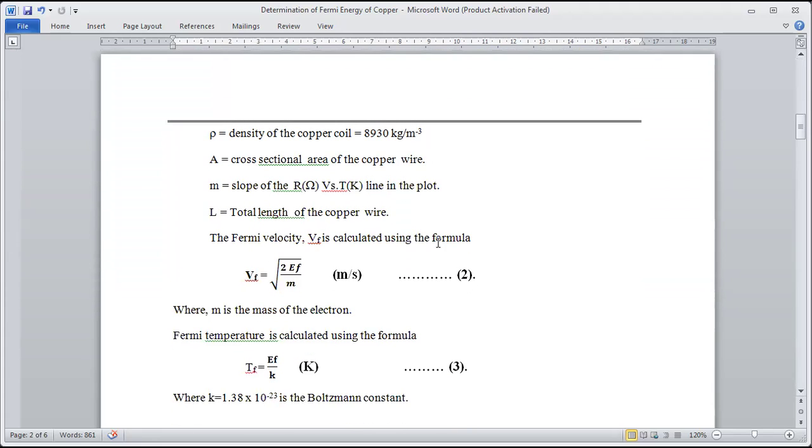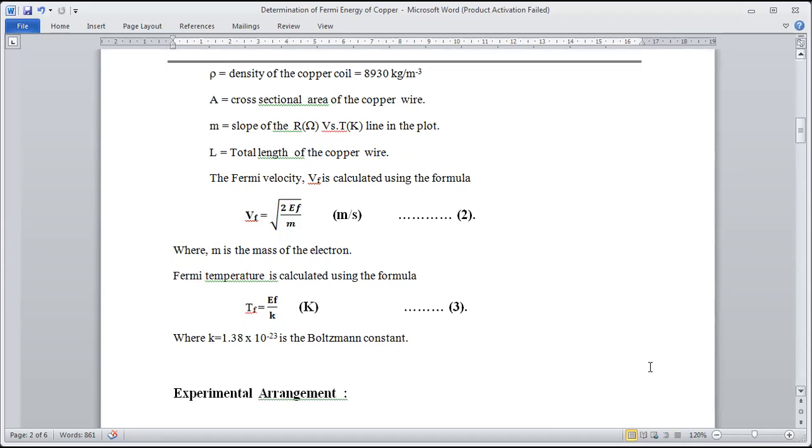And to calculate the Fermi velocity, we have to take Ef not in terms of electron volt, but in terms of joule. So divide that quantity by m, where the small m is the mass of the electron. The Fermi velocity you will get in meter per second, a standard unit. And what is this Fermi velocity? This is the velocity of the electrons when they are moving in the Fermi level. Very simple. So that velocity is called the Fermi velocity.